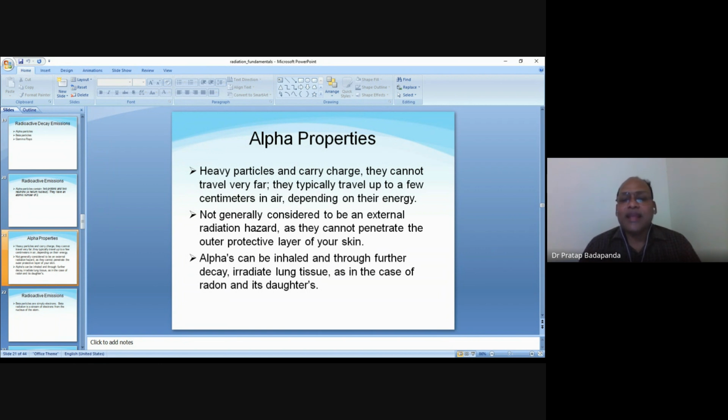Alphas can be inhaled and through further decay irradiate lung tissue, in the case of radon and its daughters. Sometimes, as it is not penetrated through the skin due to that protective layer, it can go through the lungs also, through the nasal holes, and inside the human body may cause some radiation.